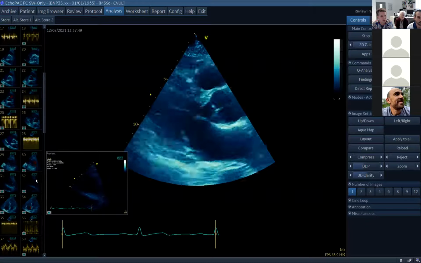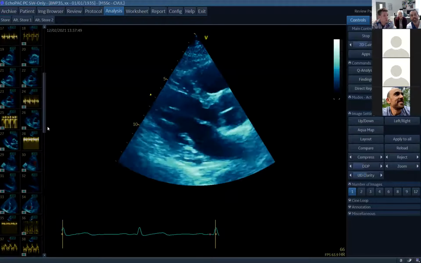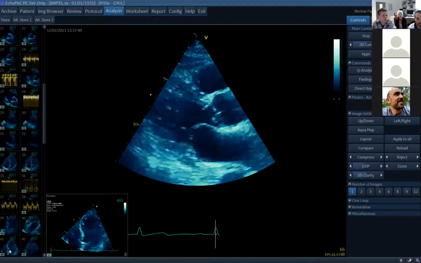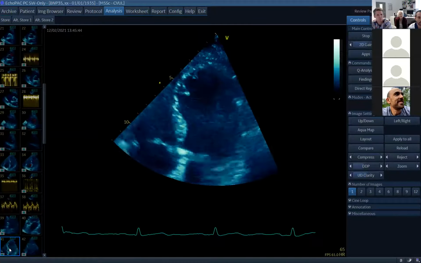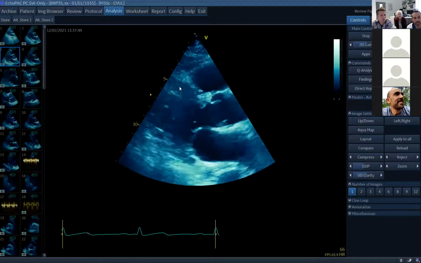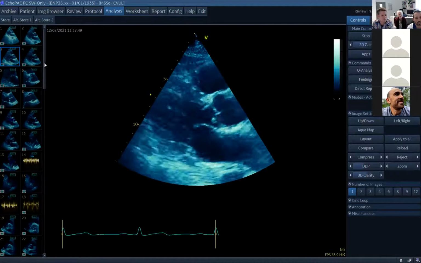Oh, when you say down, you mean? Sorry, his LV ejection fraction, systolic function, would be mild to moderately impaired depending on the level of inotrope he's on. Sorry, what view? What walls are we looking at here? So I'm looking at the anteroseptal and infralateral.